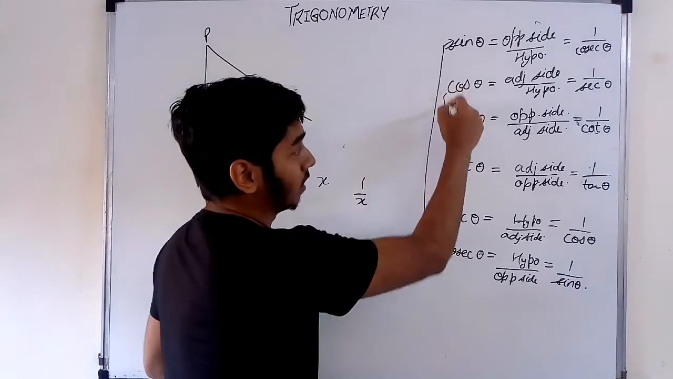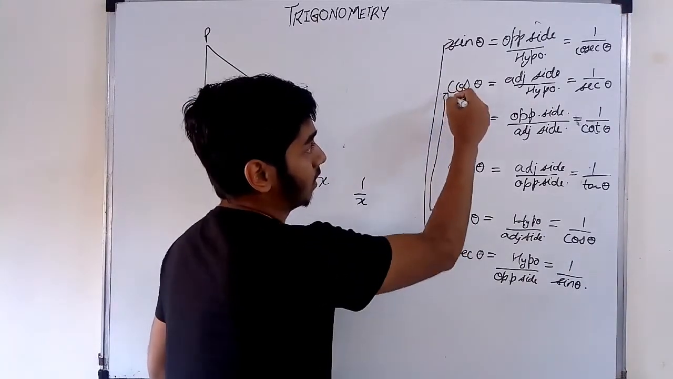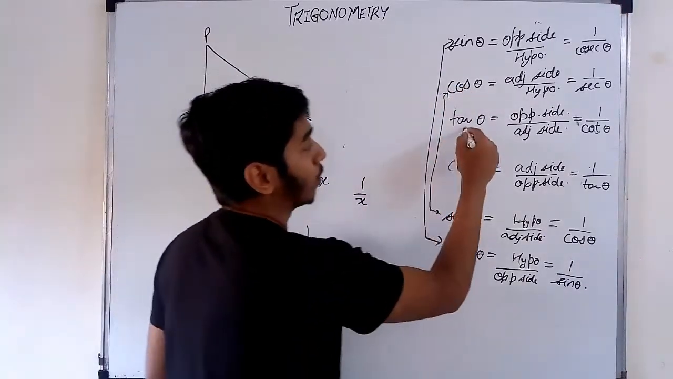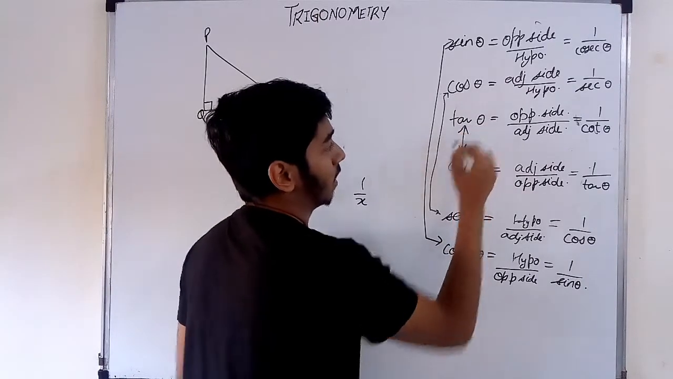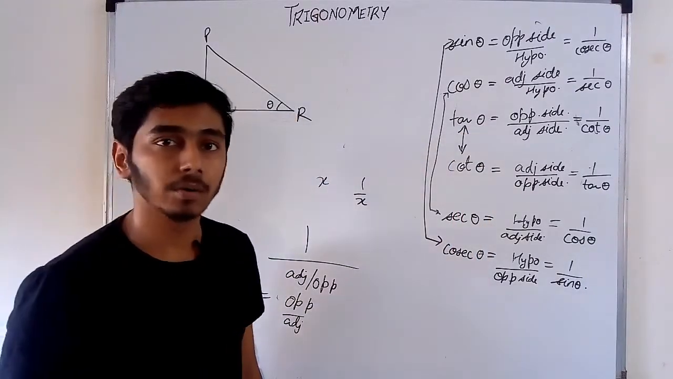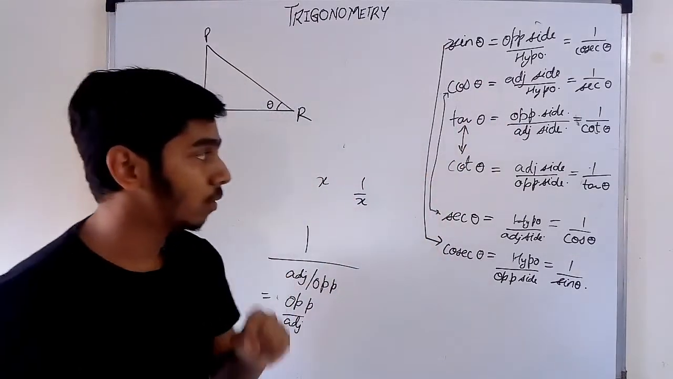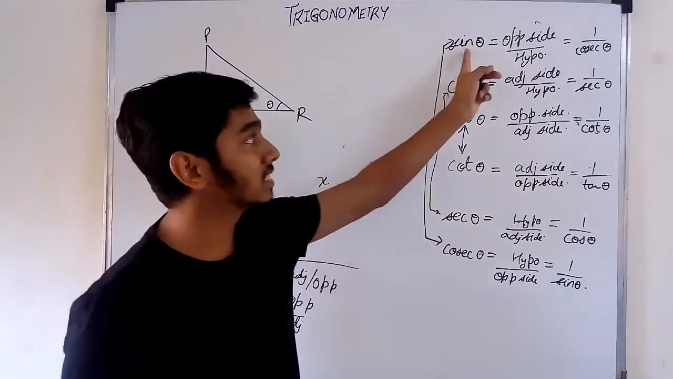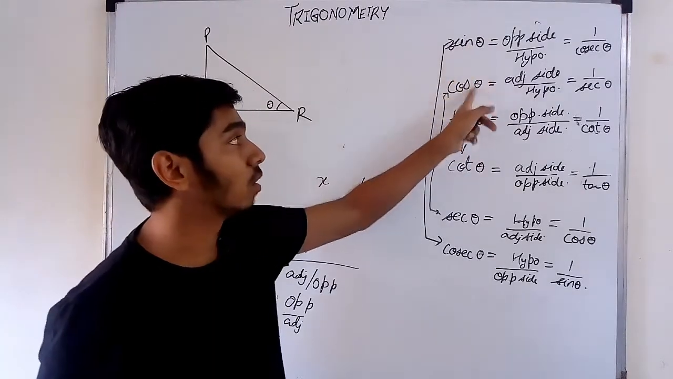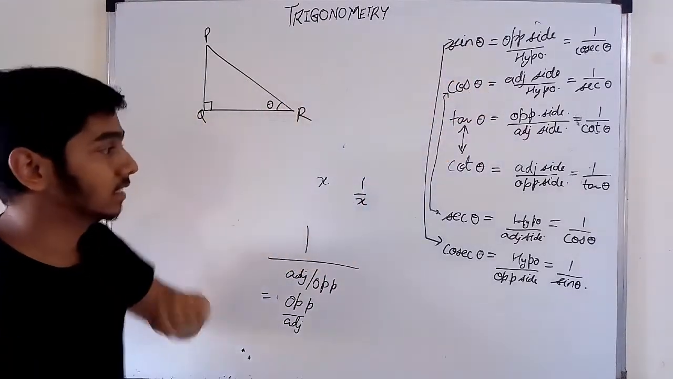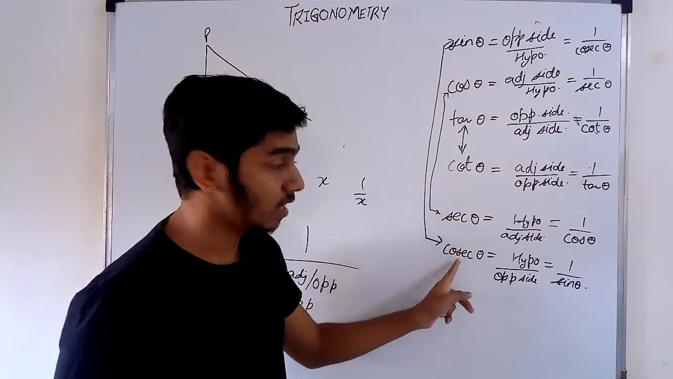Same way, there is cos and sec, and also tan and cot. I hope you have understood these relations now. Now we'll see the relation between sine and cos, and the relation between sec and cosec.